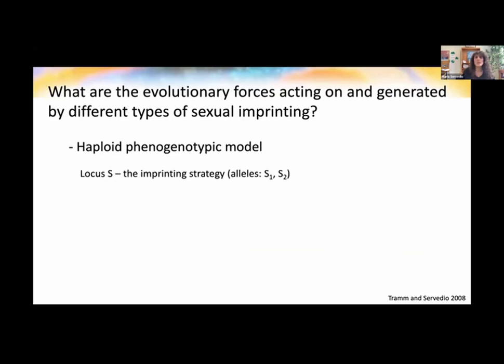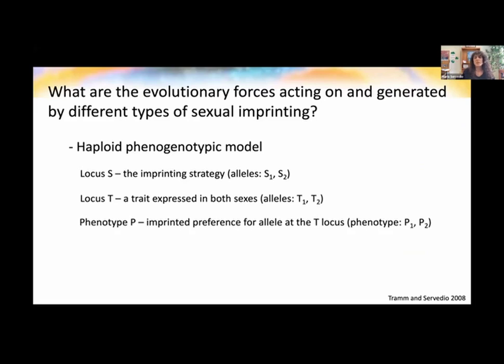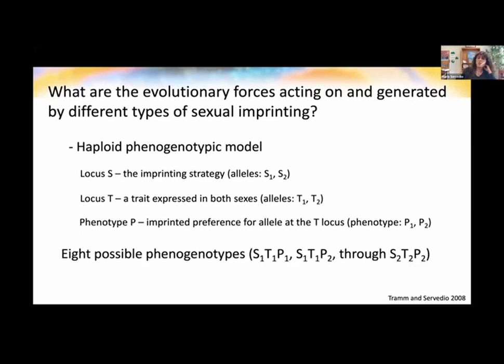So we did this at a locus S. So we had 2 imprinting alleles. One could be, say, for maternal imprinting, the other could be assigned for oblique imprinting, for example, in one comparison. I had a locus for a trait that was expressed in both sexes, and there was a phenotype tracked also in the phenogenotype, which is an imprinted preference for an allele at the T locus, which would be either P1, preference for T1, or P2, a preference for T2. So I ended up with 8 possible phenogenotypes that we tracked using a system of dynamical equations.